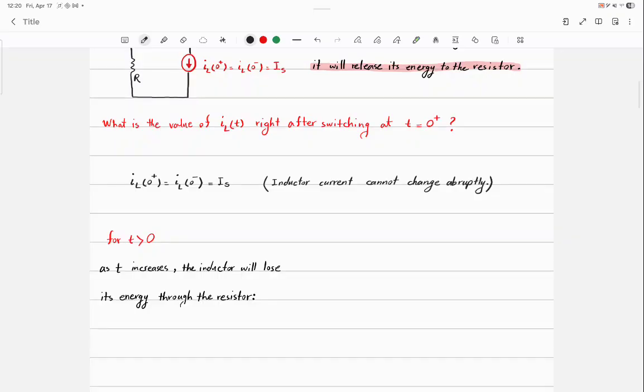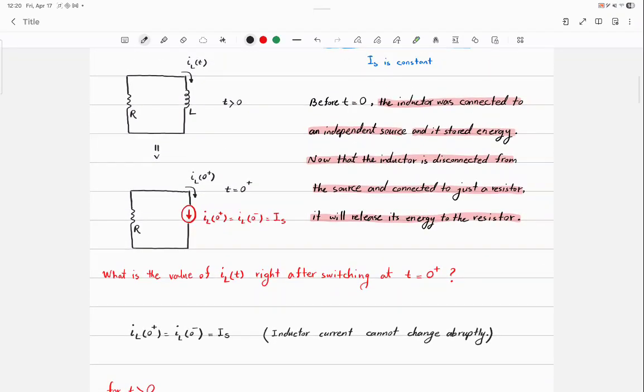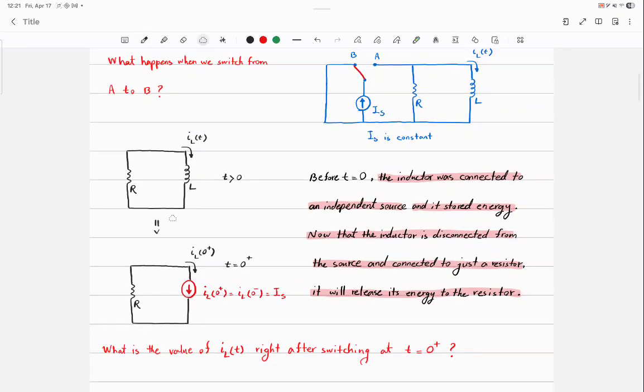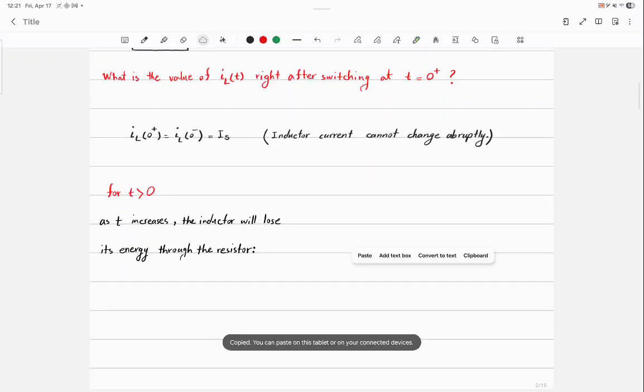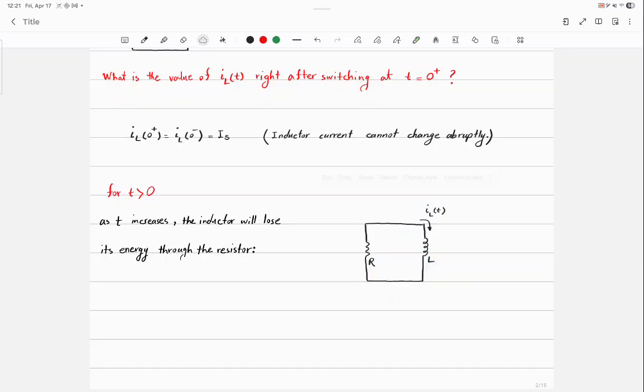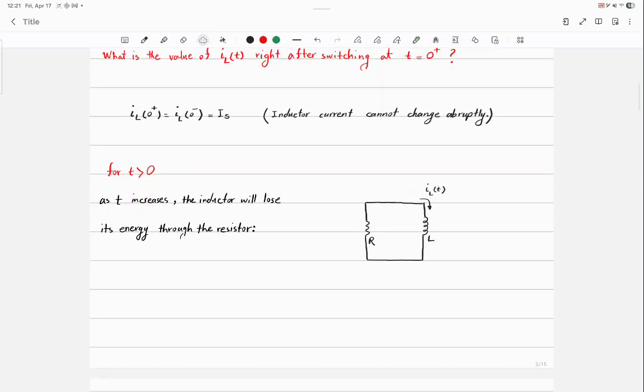And now we talked about 0 positive, but we didn't talk about, for example, t equals 5 seconds or 2 seconds or 10 seconds. What's going on in the circuit at that time? So the circuit looks like this. Right? This is your circuit, and we need to analyze this. What can we do for analyzing this? And just write a KVL.